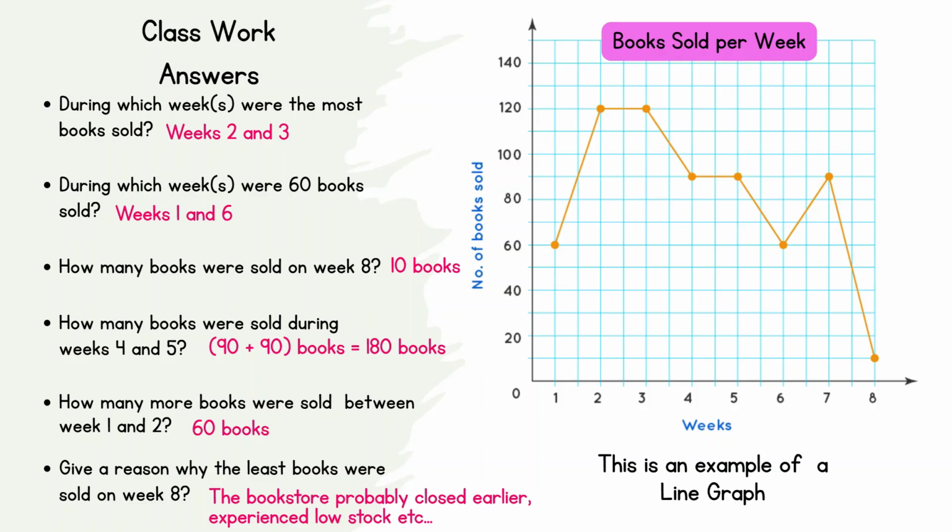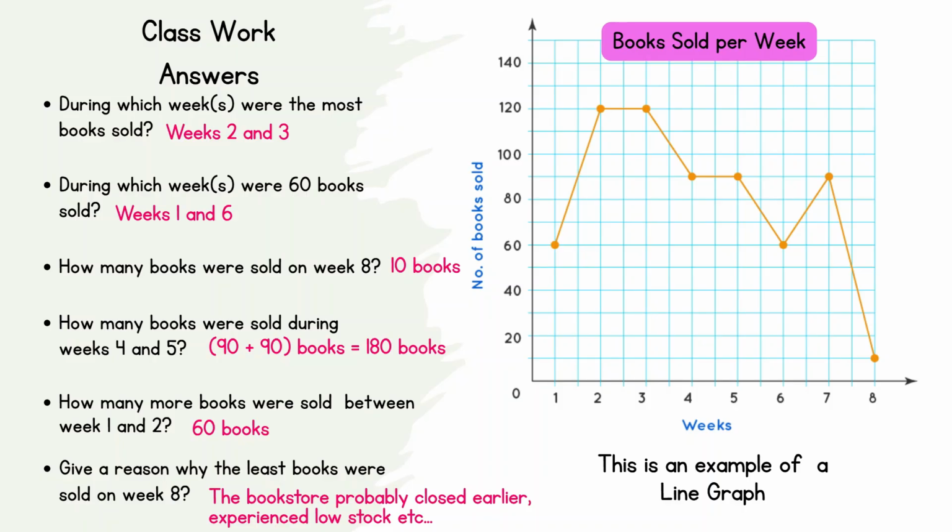How many books were sold during weeks 4 and 5? So we find that 90 were sold in week 4 and 90 were sold in week 5. So together 180 books were sold. How many more books were sold between week 1 and 2? And we find that 60 more books were sold in week 2.